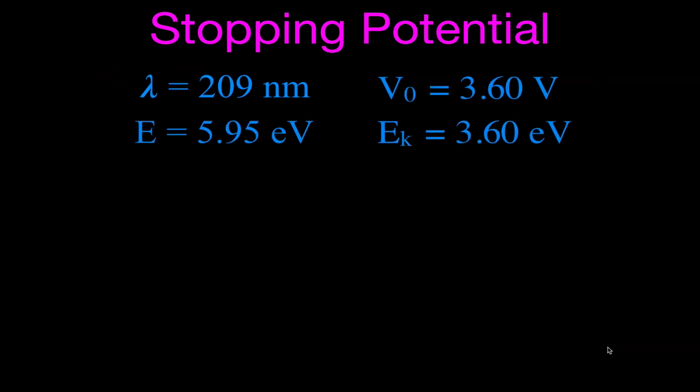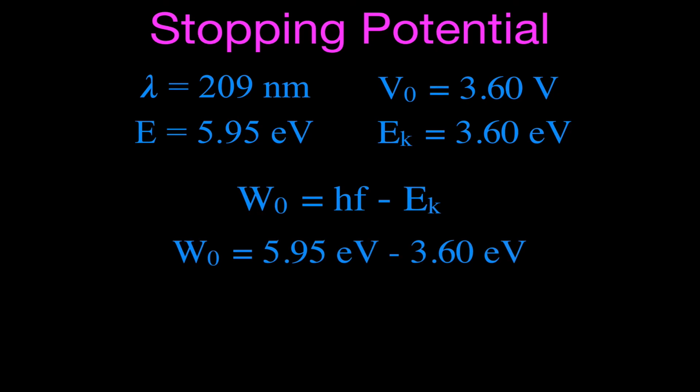Now, we know that 209 nanometers corresponds to an energy of 5.95 electron volts. We know that when we have those electrons and they move through this potential of 3.6 volts, their kinetic energy is just equal to 3.60 electron volts. Now, we can use our equation because we know the energy in electron volts. We know their kinetic energy, which we got from the stopping potential, and we can calculate the work function.